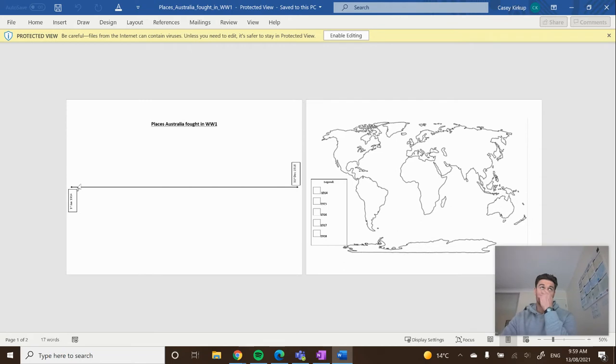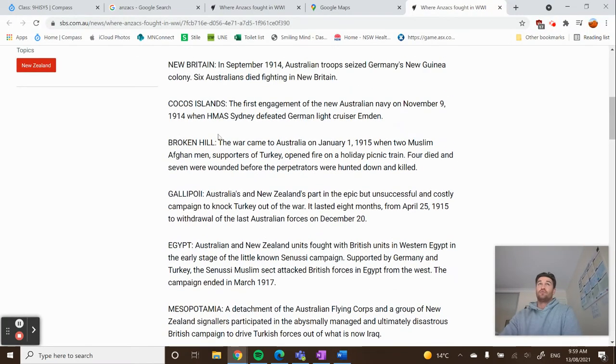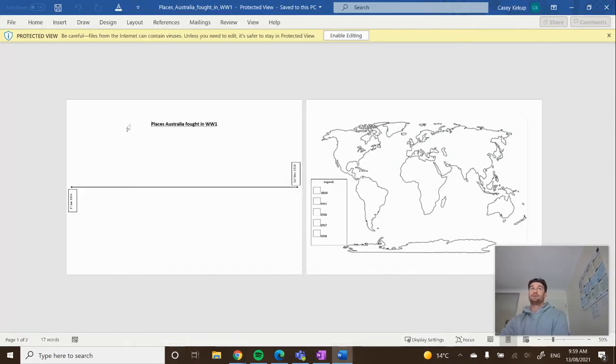So that would be the first one there where New Zealand troops seized Samoa, which is a German colony. And you can't see that on the maps here, but you would just select an island, Google where Samoa is, and highlight that. That happened in 1914. And again, you would put all the rest of these dates. You have to read them and figure out what happened. New Guinea was seized as another German colony. 6 Australians died fighting in New Britain. So that would be a good one to put on there and actually annotate and say 6 Australians died.